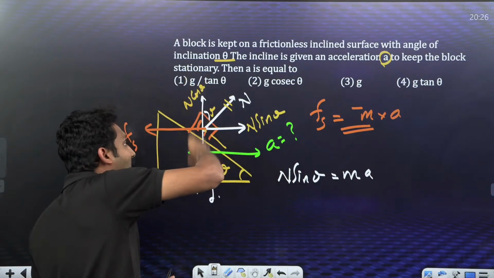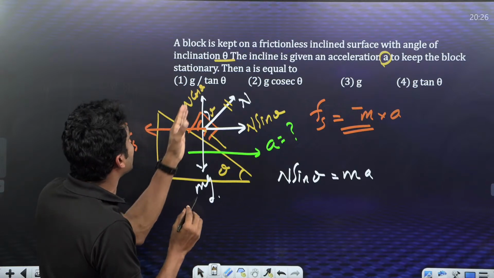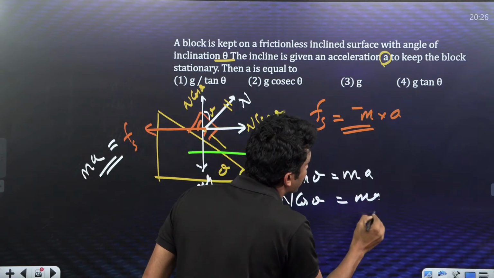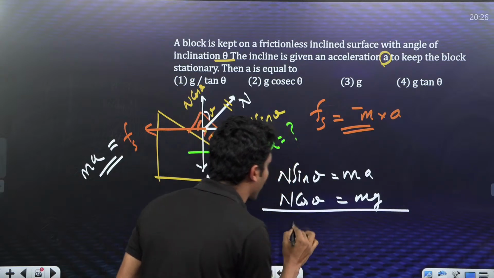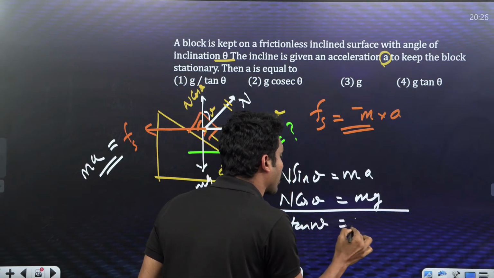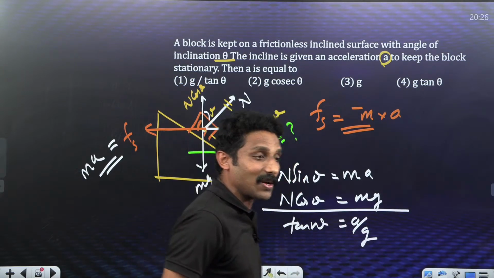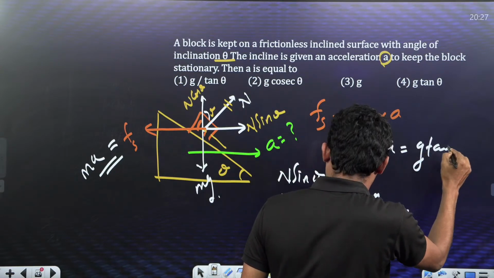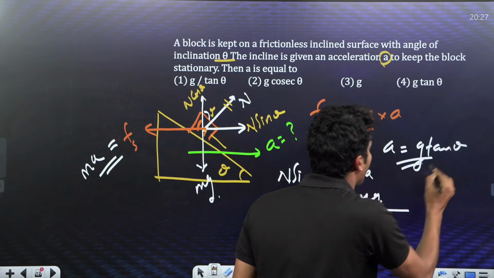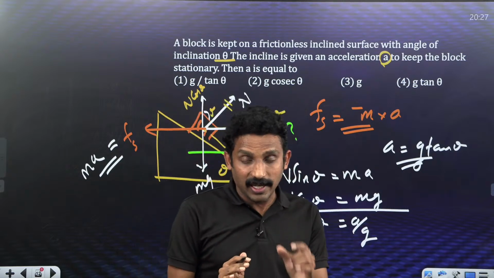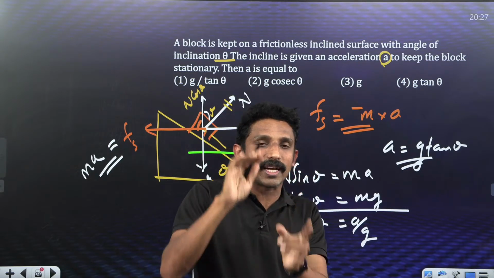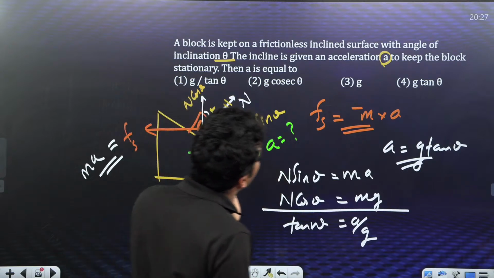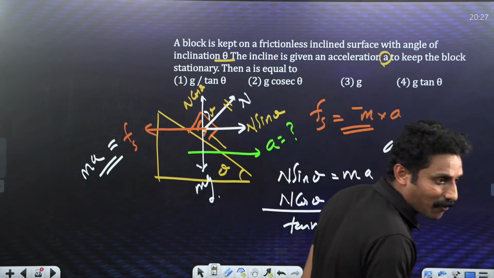Consider the vertical equilibrium: N cos theta is equal to mg, isn't it? Now dividing these two, we get tan theta is equal to a by g. So a is equal to g tan theta. I think you understood this properly. The concept of pseudo force is the mass of the body into the negative of the acceleration of the frame. So the answer is g tan theta, which is option 4.